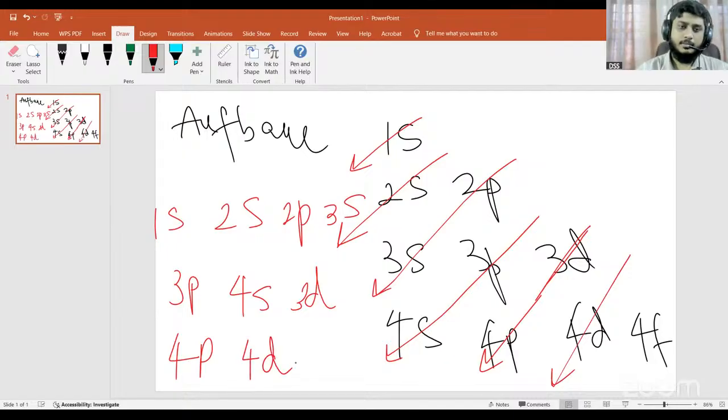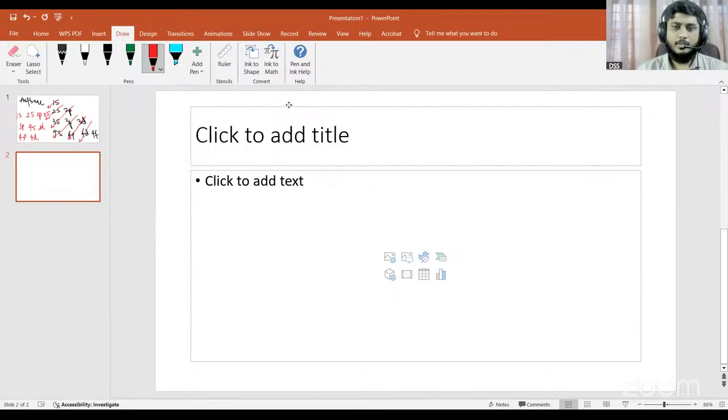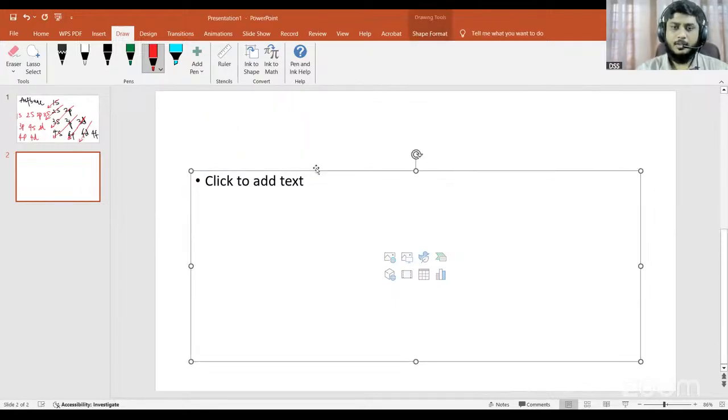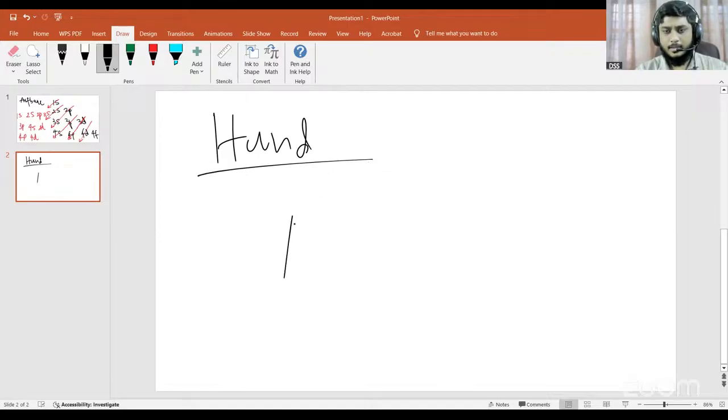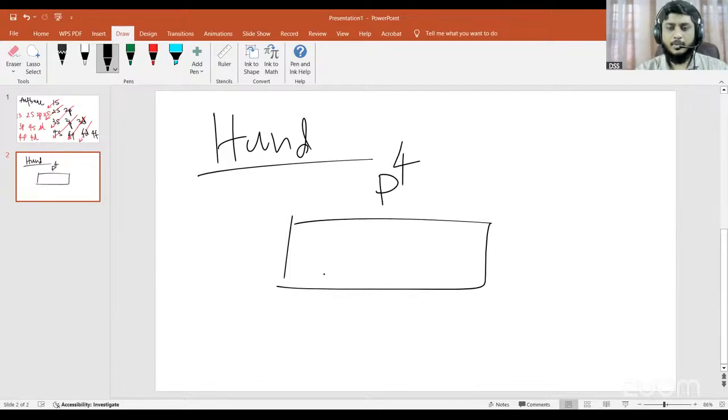Then the second person related to this is Hund. What did Hund tell? The electrons first fill singly. After that they will fill doubly, only then do they start to pair up. For example, take a p orbital with p4, meaning 4 electrons in p. The first, second, third fill singly first, and the fourth electron then starts to pair. That is Hund.